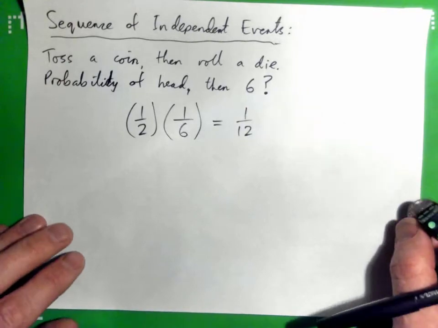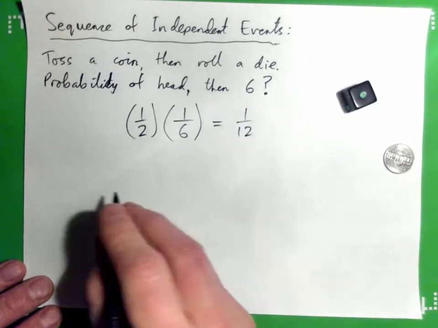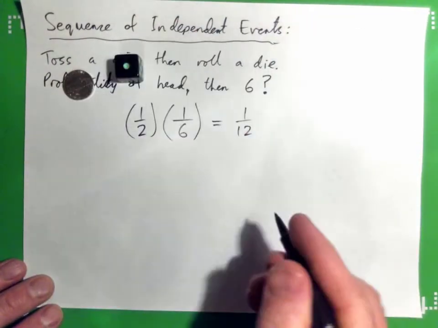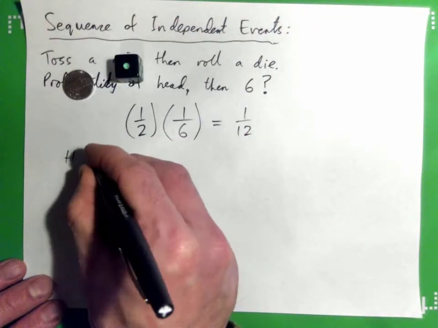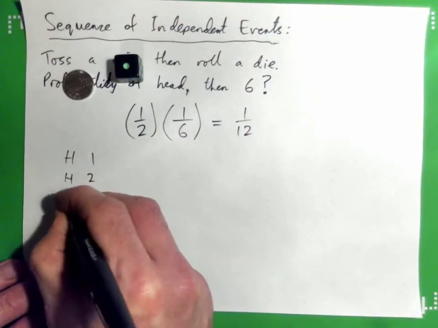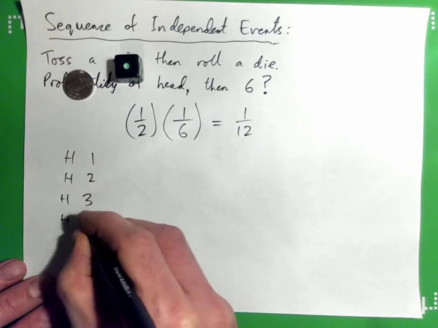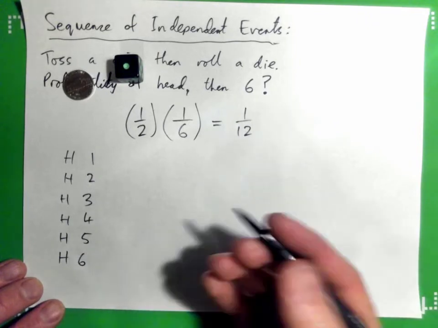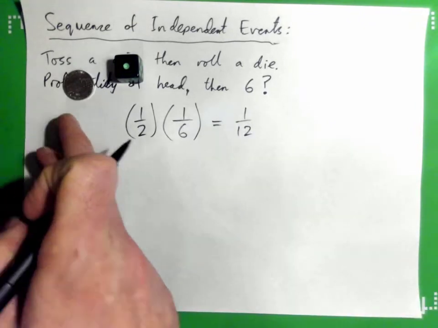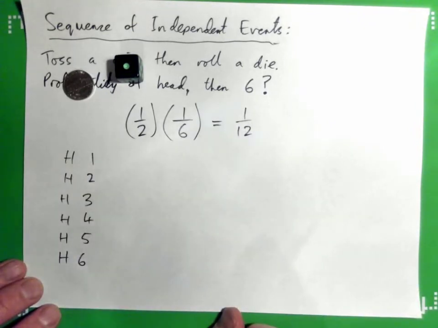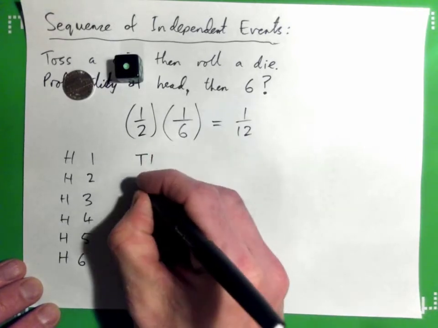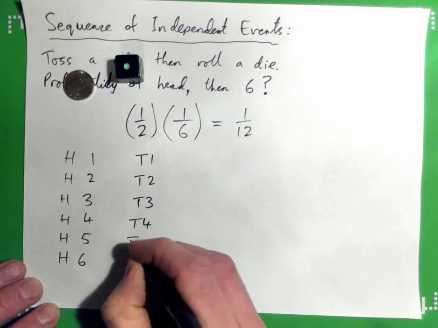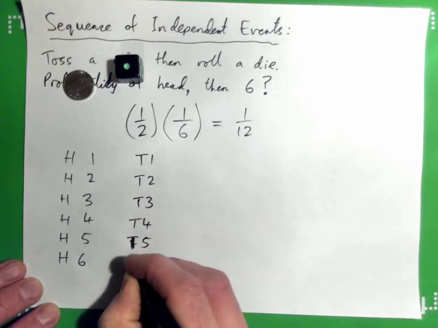I'm going to actually write out all the things that could happen when we toss a coin and then roll a dice. You get a head and then a 1, a head then a 2, a head then a 3, a head then a 4, a head then a 5, a head then a 6. What are the other things that could happen when you toss a coin and then roll a dice? Tail 1, tail 2, tail 3, great. Tail 4, tail 5, tail 6.